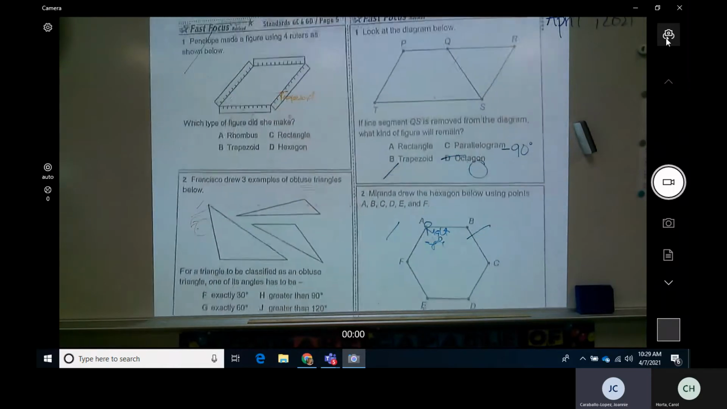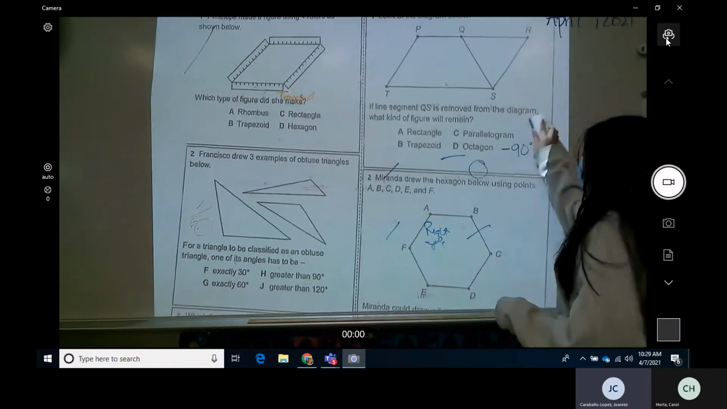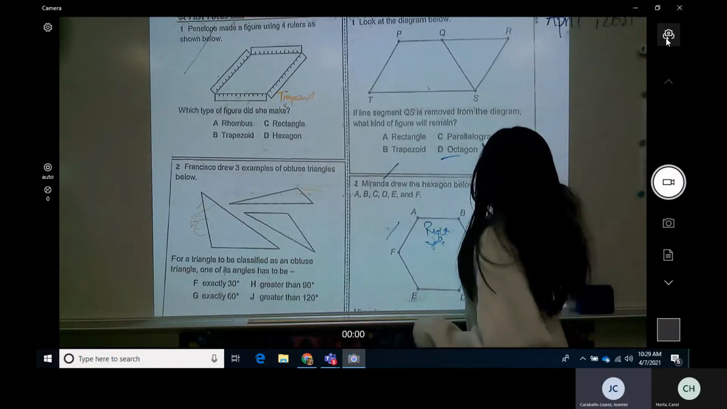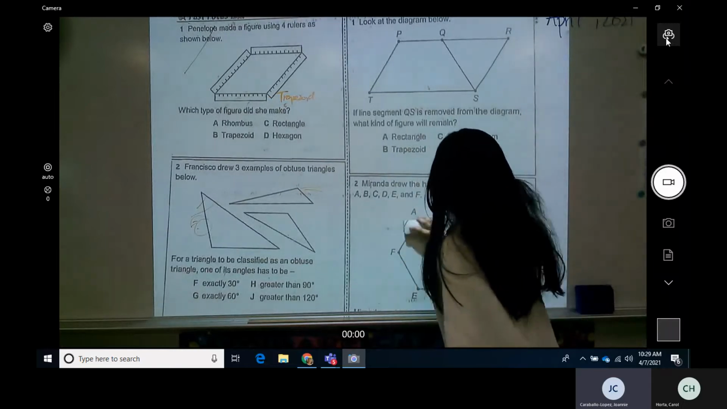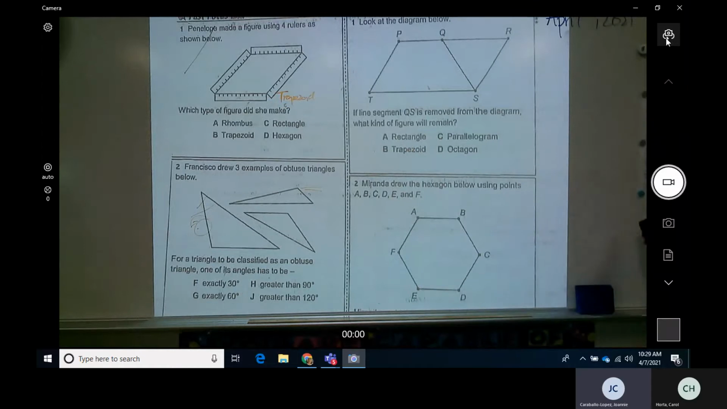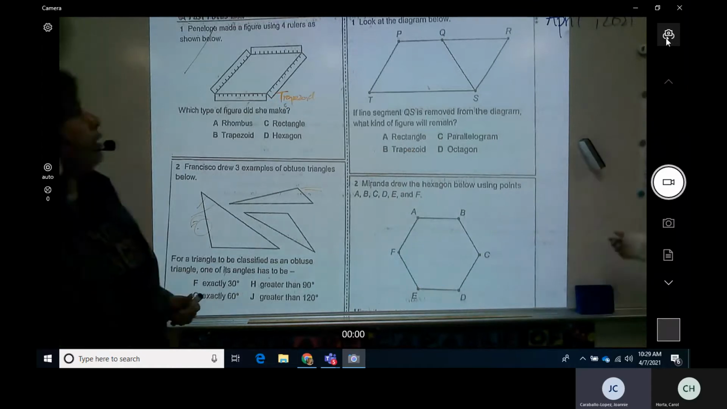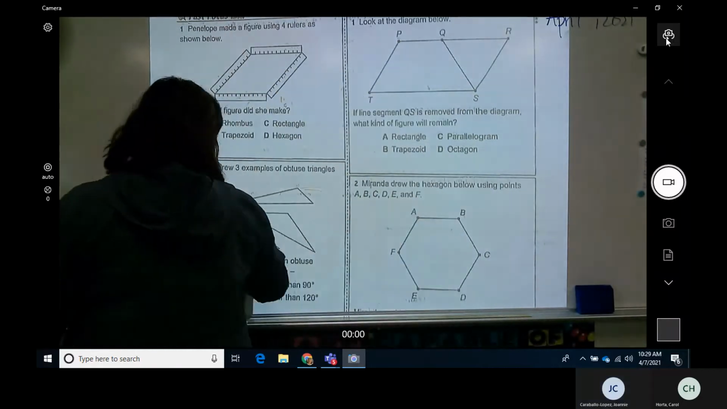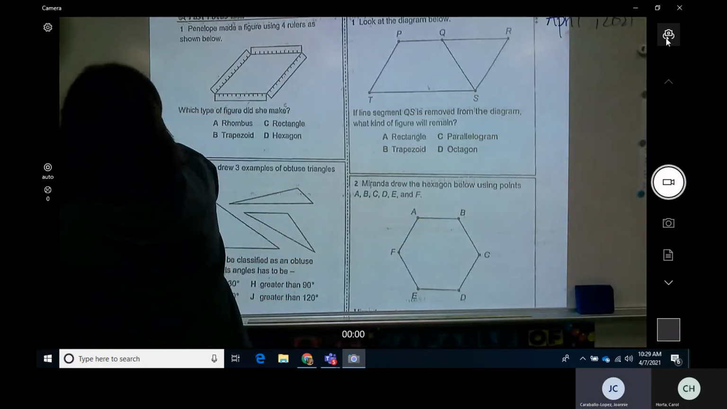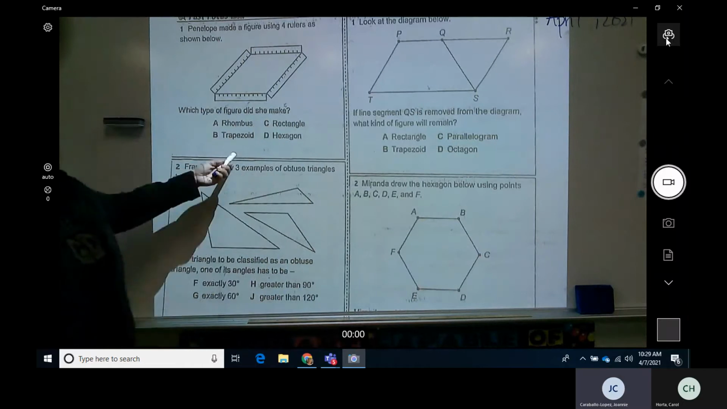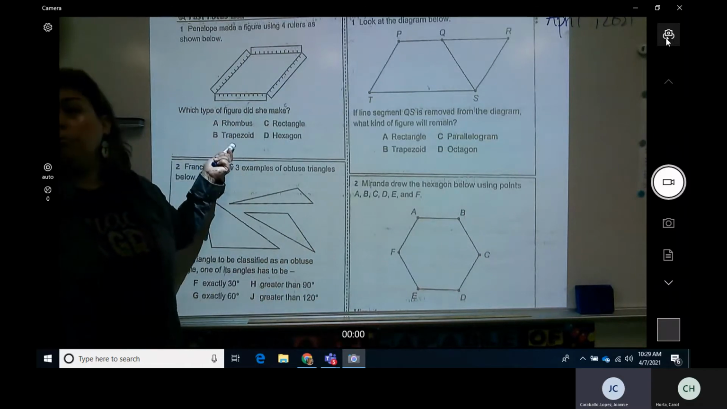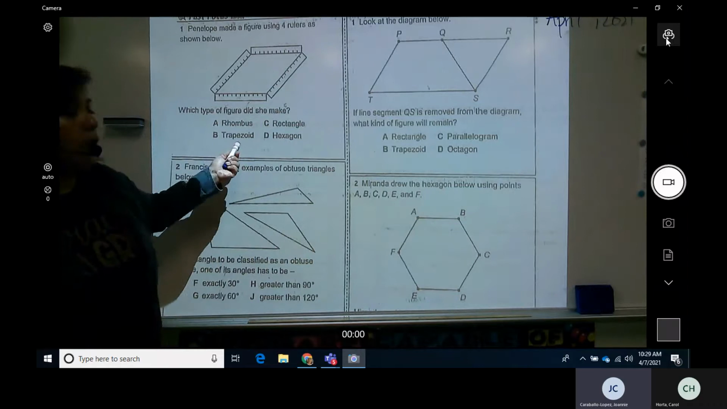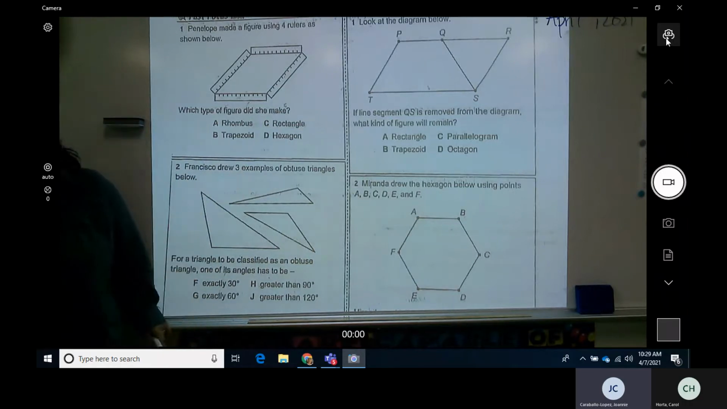Melanie, where's my board? All right, let's look at these 4 problems together. It says Penelope made a figure using 4 rulers as shown below. It says, which types of figures does she make? So if you don't know what a rhombus is, what should you do? Get up and look over there. A rectangle, a trapezoid, or a hexagon. So the first thing is that which of these answers can I immediately eliminate?